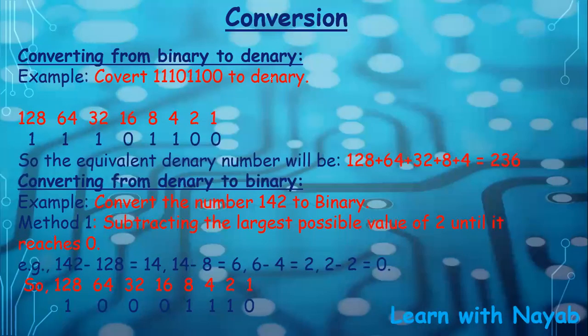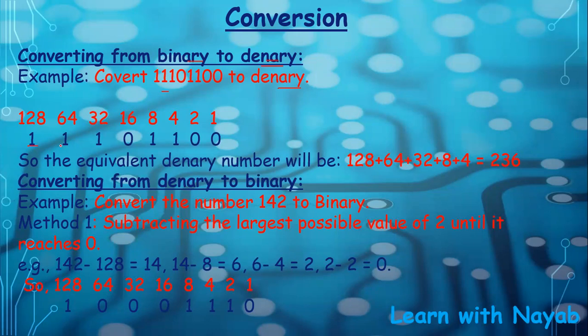Now we're going to talk about the conversion of binary to denary. So converting from binary to denary values. For example, convert 1110110 to denary. This number is given to us in binary, and we have to convert it to denary. Denary is base 10, and binary, as it uses 2 digits, has a base of 2. First we're going to write the headings as we wrote: 2 power 0, 2 power 1, 2 power 2, 2 power 3, 2 power 4. Like this, we're going to write all the headings, and then we're going to write the number.